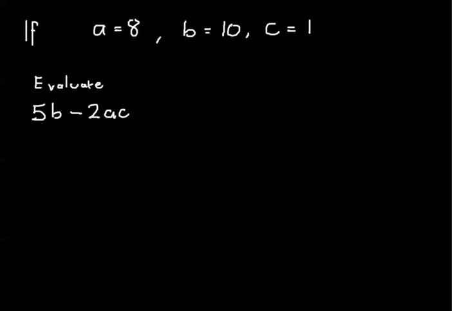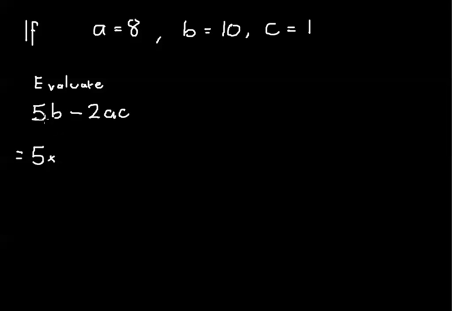So we might have a look at a slightly harder one now, where we've got evaluate 5b take 2ac. We've got a is equal to 8, b is equal to 10, c is equal to 1. So when we start substituting this one in, we can see that there's a number next to a letter. So we call this 5 the coefficient of b, meaning there's 5 lots of b. So whenever you see a number and a letter next to each other, or two letters next to each other, what it means is that you've actually got a times in between there.